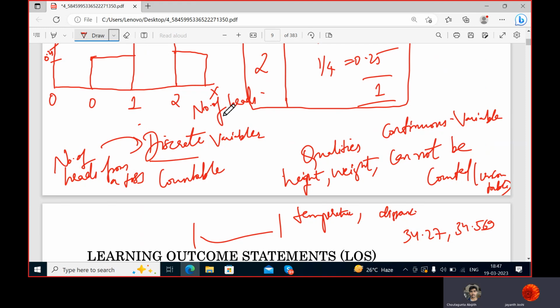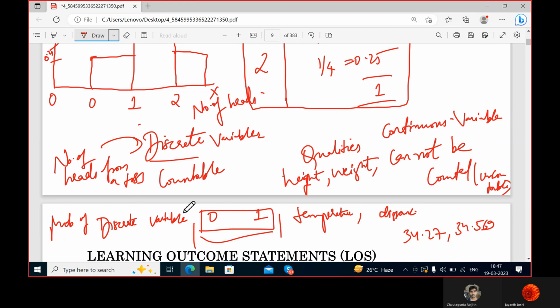Fine. Now let's move forward. One thing you should understand: the probability of a discrete variable lies somewhere between 0 and 1. Understood? Of course. And for continuous, I have already explained what the case is. Fine. Now let's go into the textbook.